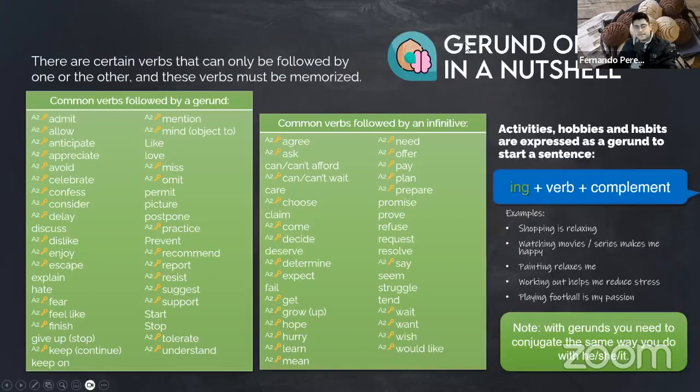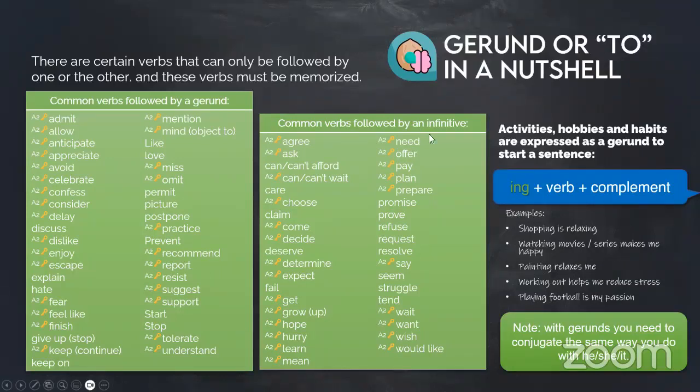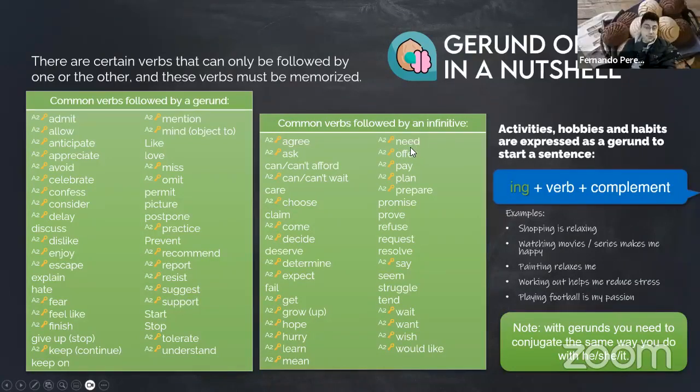Gerunds are in this list over here. All these words go with a gerund. So you say, I confess speaking to my ex. I like shopping. But if you say need, for example, you need a to. I need to drink chocolate. I decided to learn Japanese, etc.